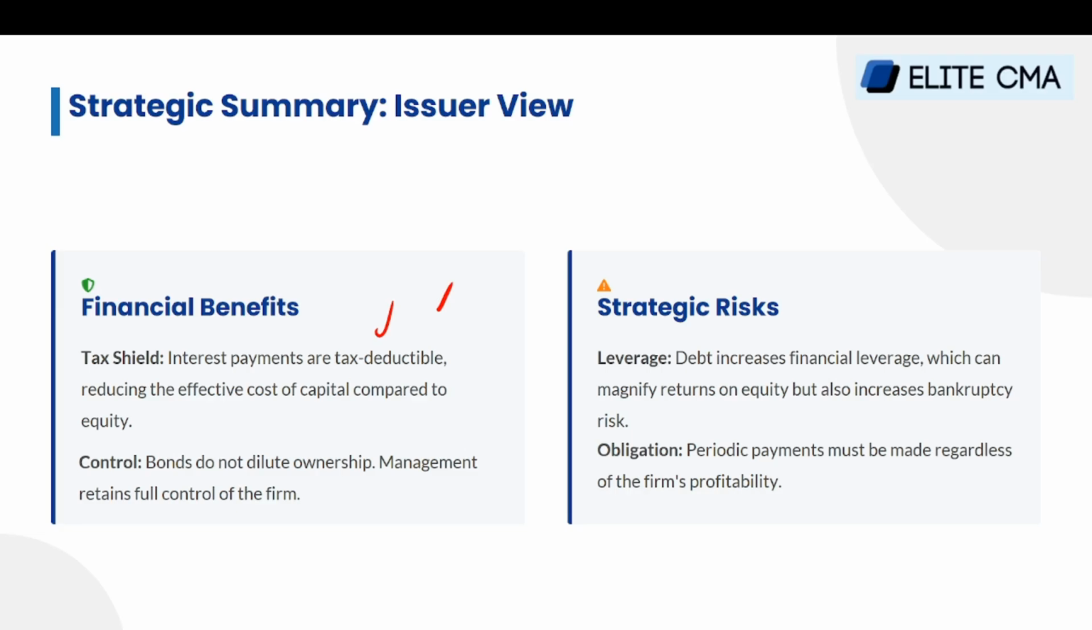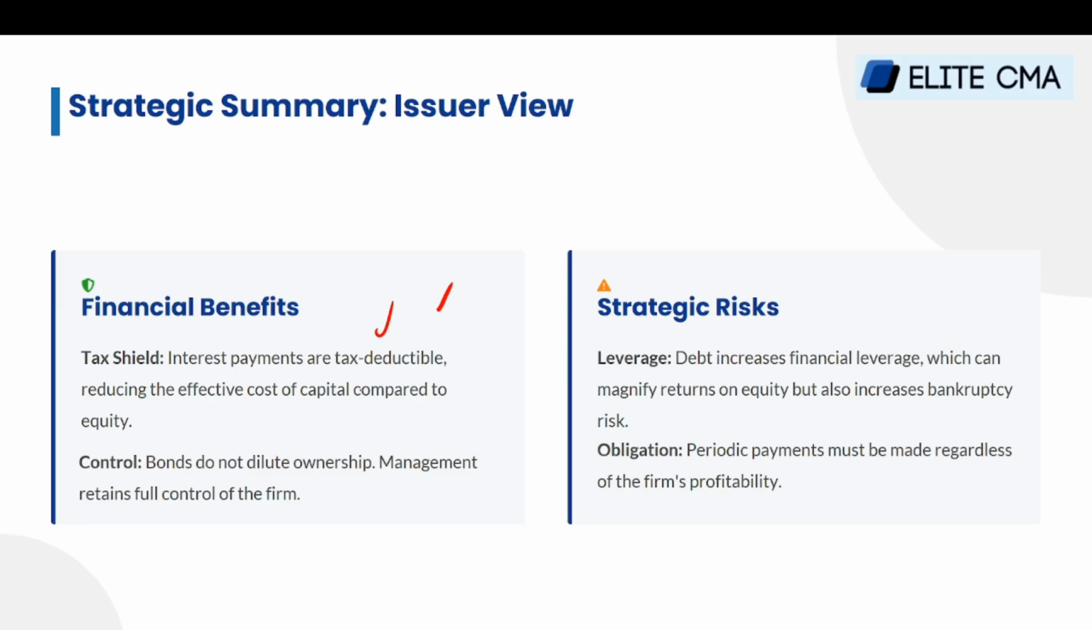So what you are paying as interest can be a tax shield in the financial records, in the income statements. So the first key benefit of issuing the bond from an issuer point of view is a tax shield. That means interest payments are tax deductible, reducing the effective cost compared to equity. Any other type of equity investment like the preferred or common equity is not tax deductible. But in the case of interest payment, it is considered a tax deductible expense. So this is the first financial benefit for the issuer, that is tax shield.